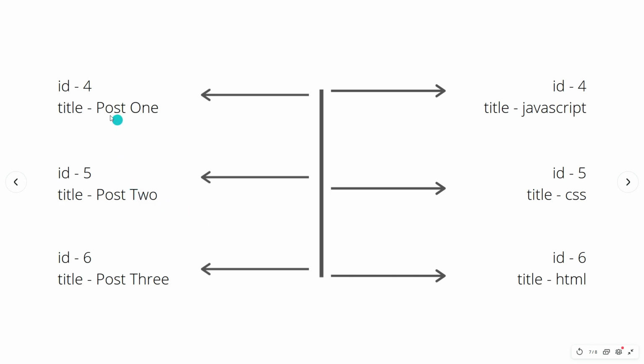Here we can see we have created 3 posts and 3 categories with ID and title values. Now suppose the post 1 at the left-hand side is of category JavaScript as well as category CSS. Then in that case, we will create a pivot table and we will insert 2 new rows for post ID and category ID, and the values will be 4,4 and 4,5.